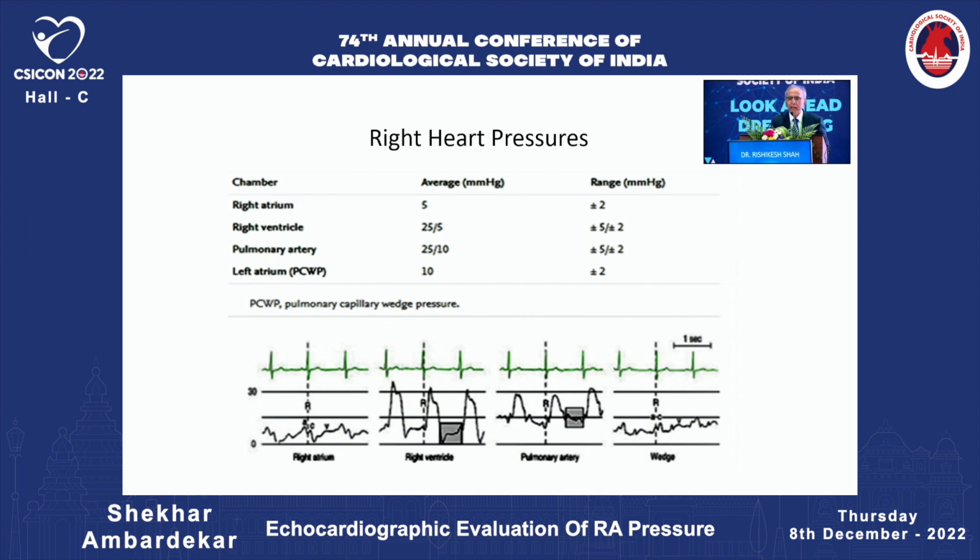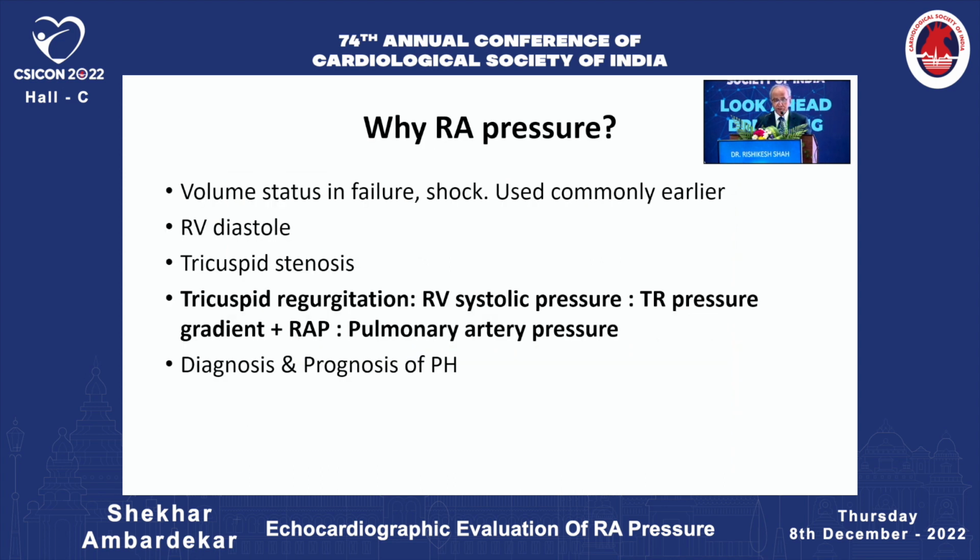So friends, by right heart catheterization, we can get the right-sided pressures. We can get RA pressure, RV pressure, pulmonary artery pressure, pulmonary artery end diastolic pressure, and wedge pressure. But of course, in our clinical practice, we do require to get these pressures by non-invasive methods, which in a case we had to repeat. And in that, we are discussing why right atrial pressure is important.